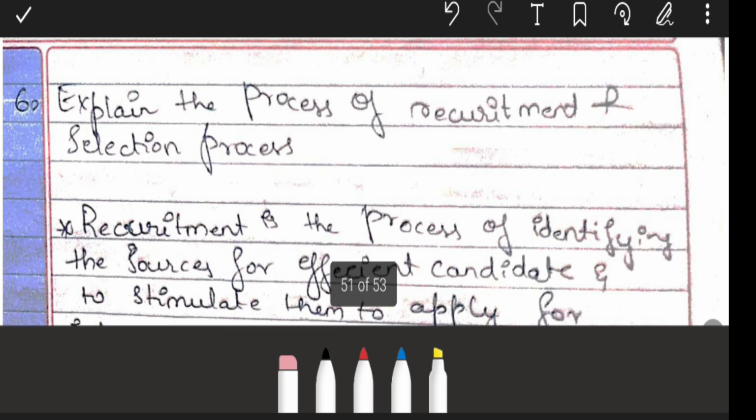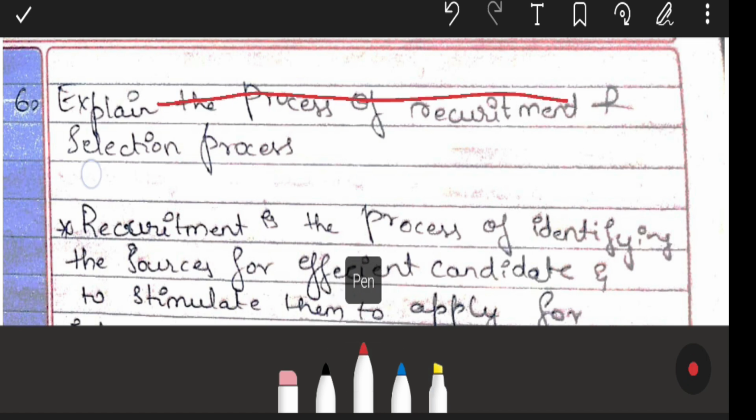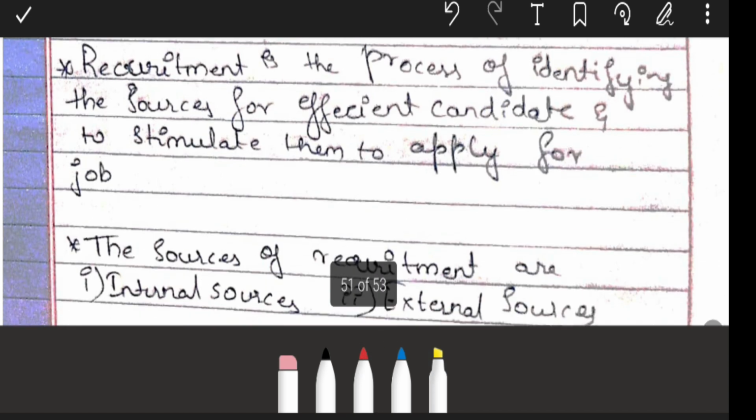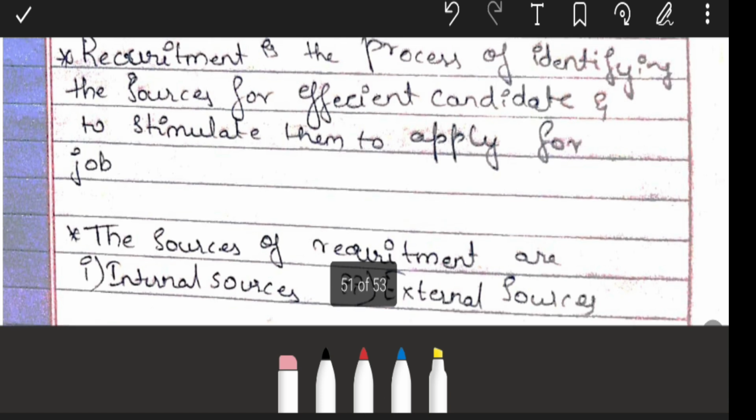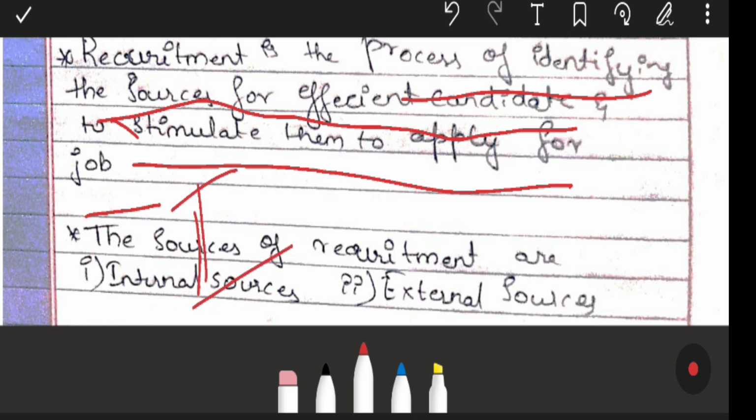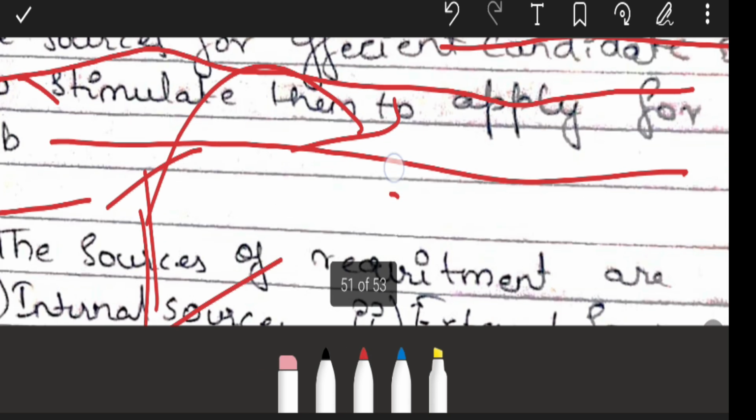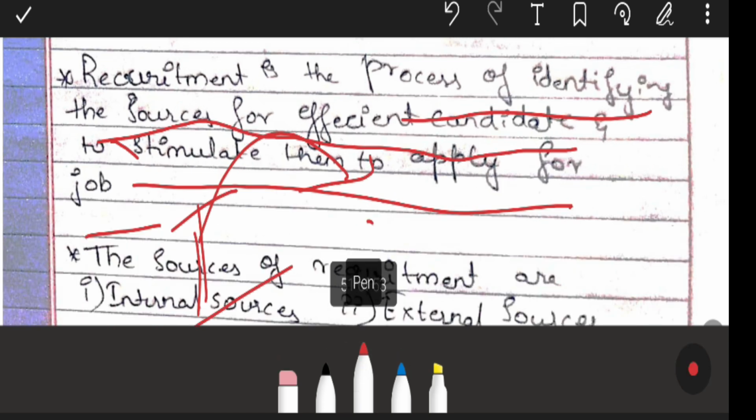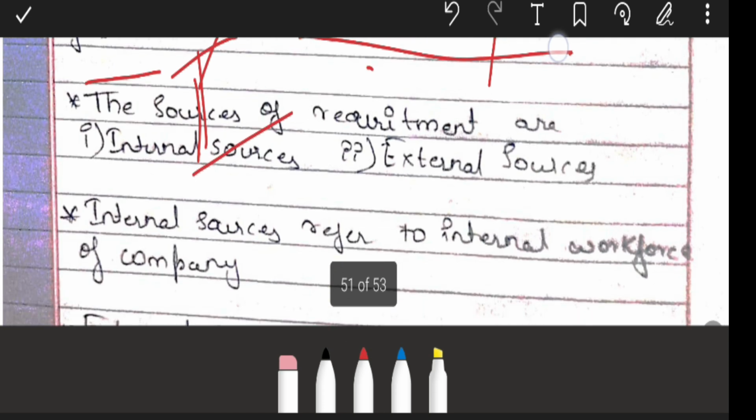Okay, so the sixth question is: explain the process of recruitment and selection process. Recruitment is a process of identifying the source for efficient candidates and stimulating them to apply for a job. Recruitment is nothing but identifying good employees and influencing them to apply for a job.